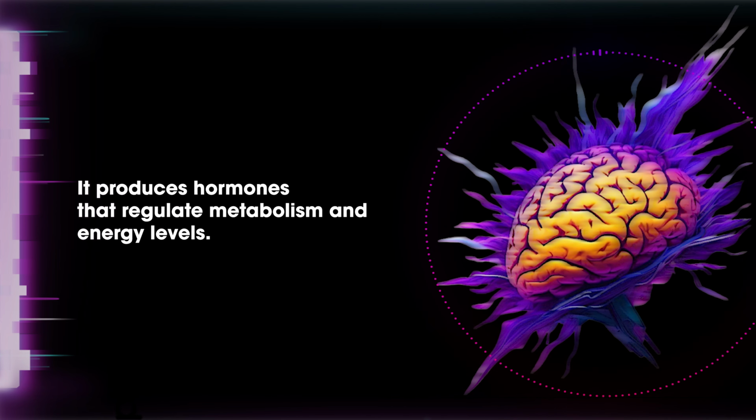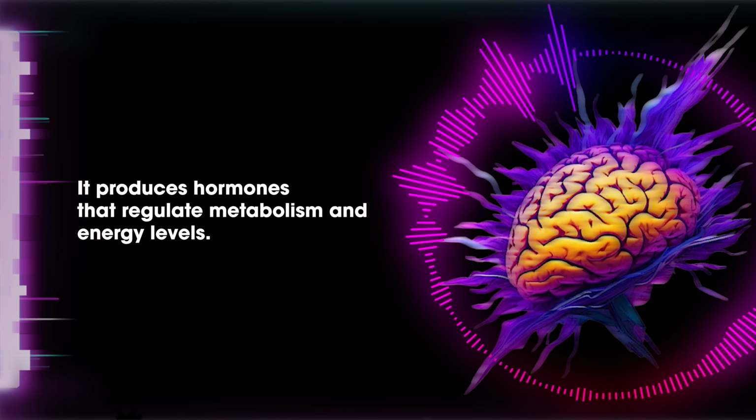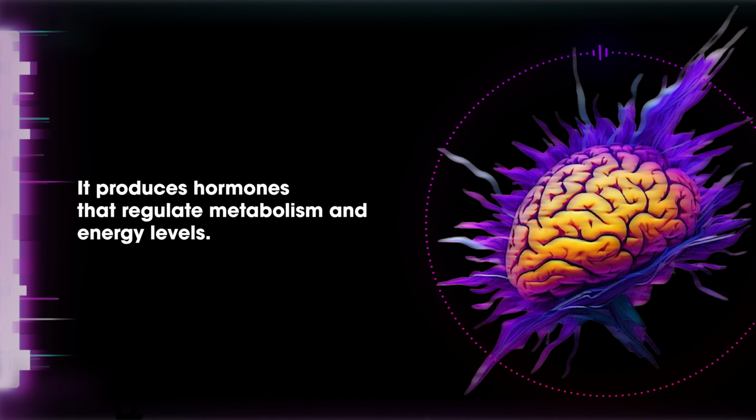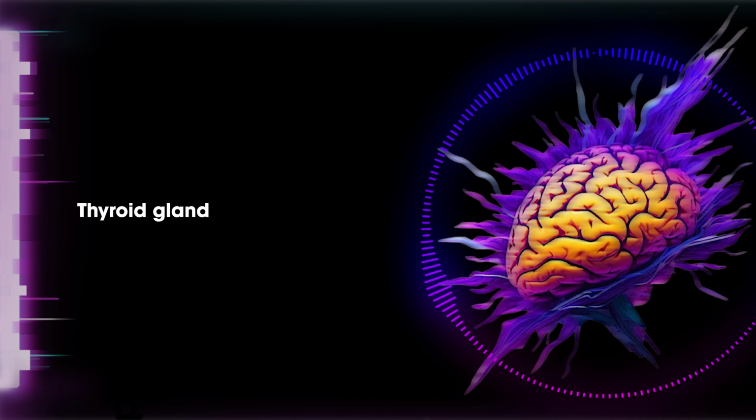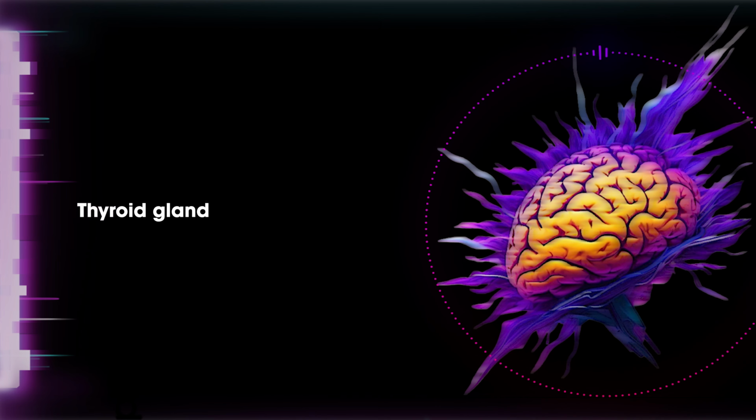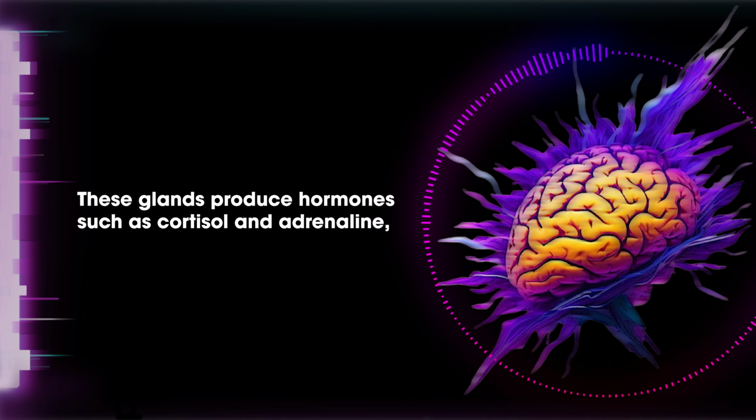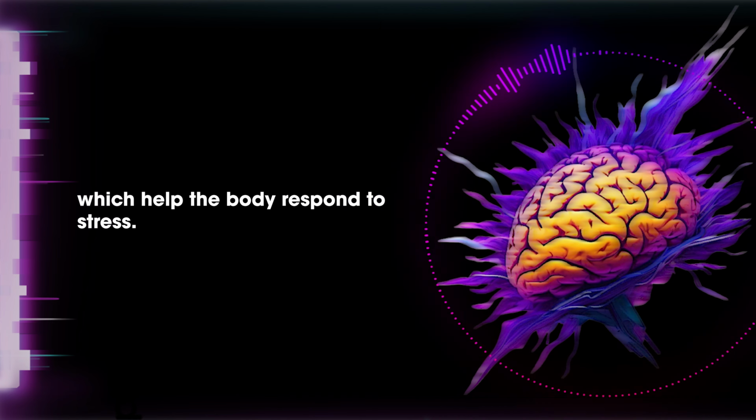Located in the neck, it produces hormones that regulate metabolism and energy levels. Thyroid gland. Situated above each kidney, these glands produce hormones such as cortisol and adrenaline, which help the body respond to stress.